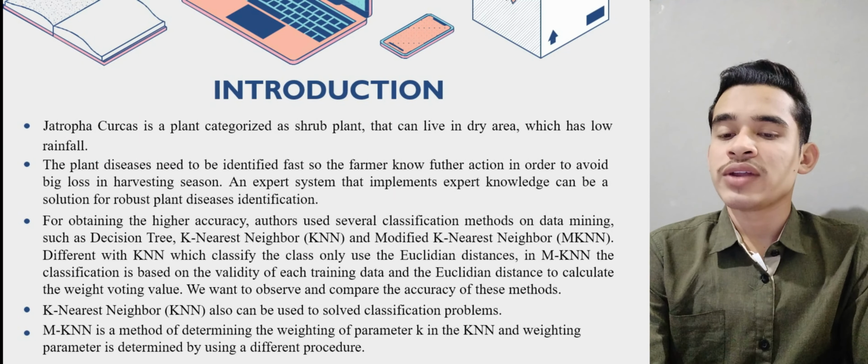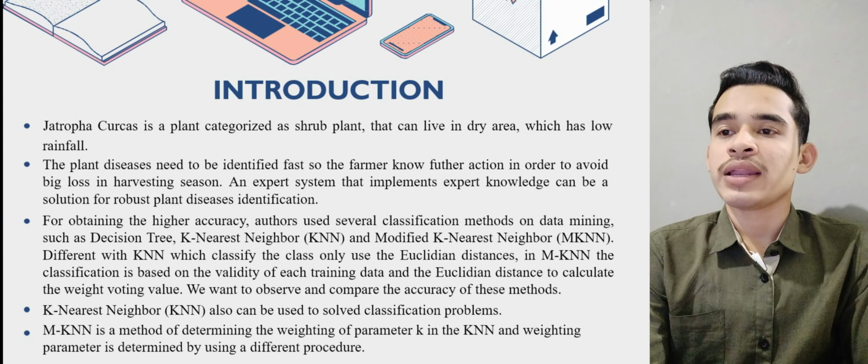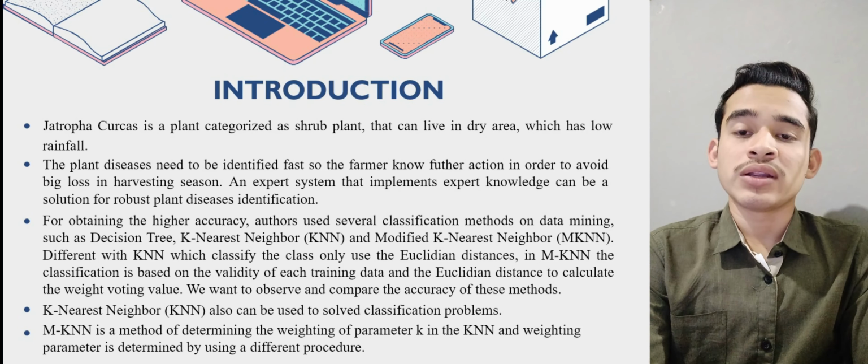Next, introduction. Jatropha curcas is a plant categorized as a shrub plant that can live in an area which has low rainfall. For industrial use, Jatropha curcas can be used as biodiesel fuel. Like other plants, there are a few plant diseases that can attack this plant, such as bacterial wilt, Alternaria, Fusarium wilt, black charcoal rot, and powdery mildew.